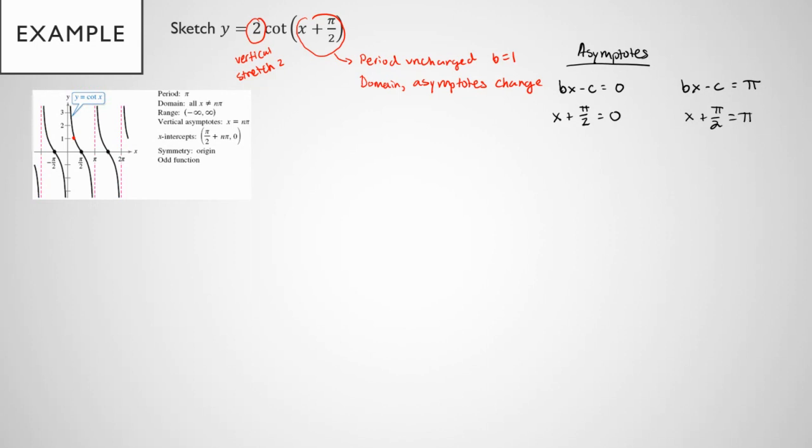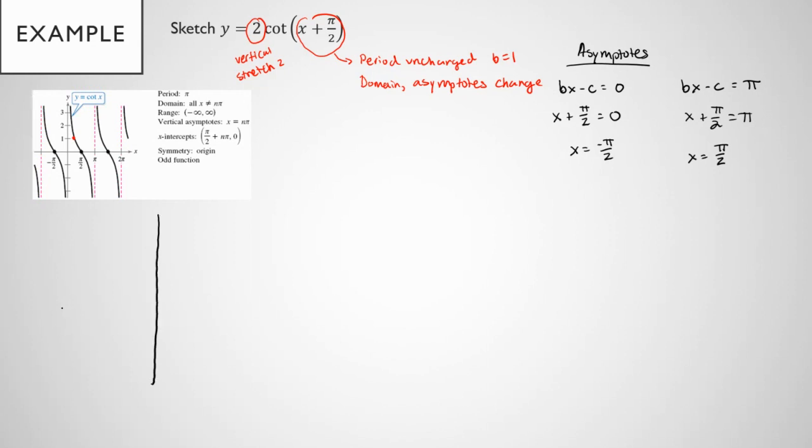And then you're going to solve each of those for x. So the first one, we just subtract pi over 2. We get x is equal to negative pi over 2. The second one, if you're subtracting pi over 2 from pi, you're going to be left with another pi over 2. So that's going to be pi over 2.